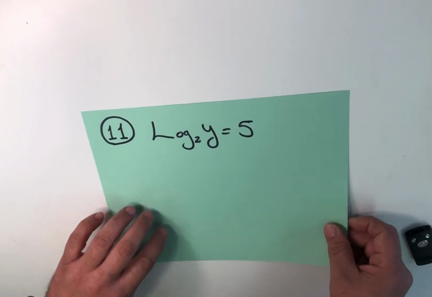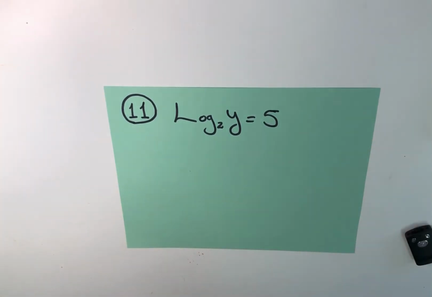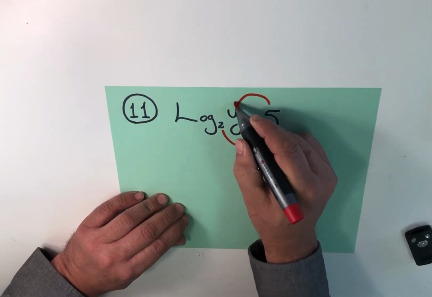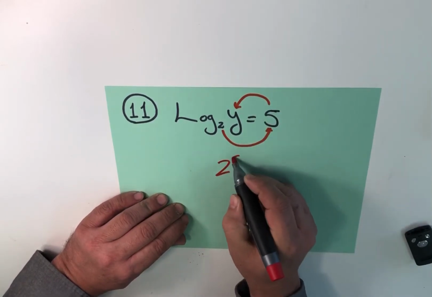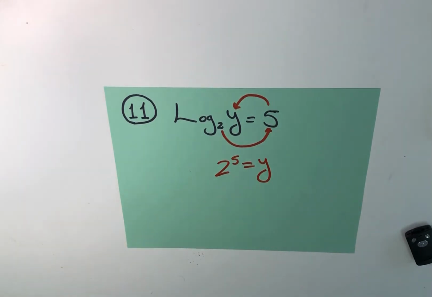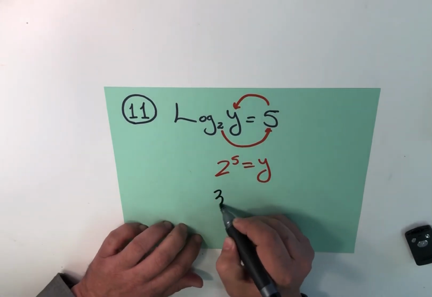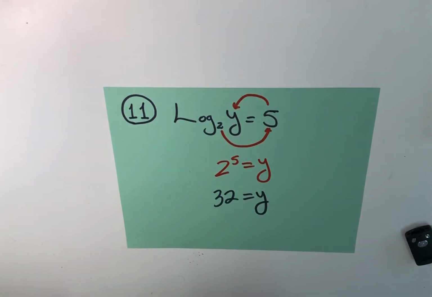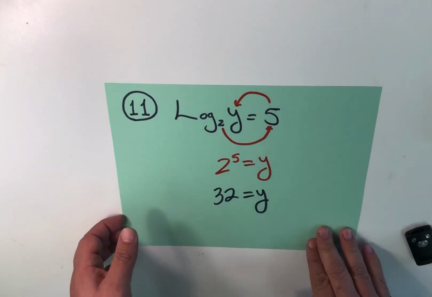Okay, let's try another one. Number 11. Once again, I have only one log, so I'm going to rotate. And there goes my arrows. This is 2 to the 5th power is equal to y. So now all I have to do is solve this. Well, this one's an easy one because 2 to the 5th is 32. So 32 is equal to y. My goodness, they seem to be getting easier.